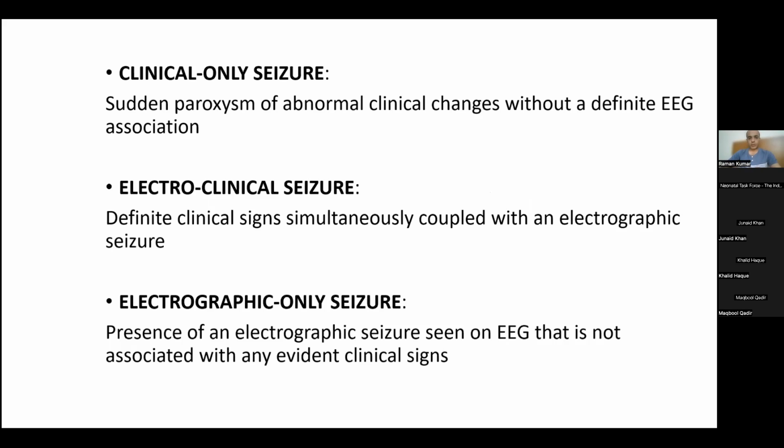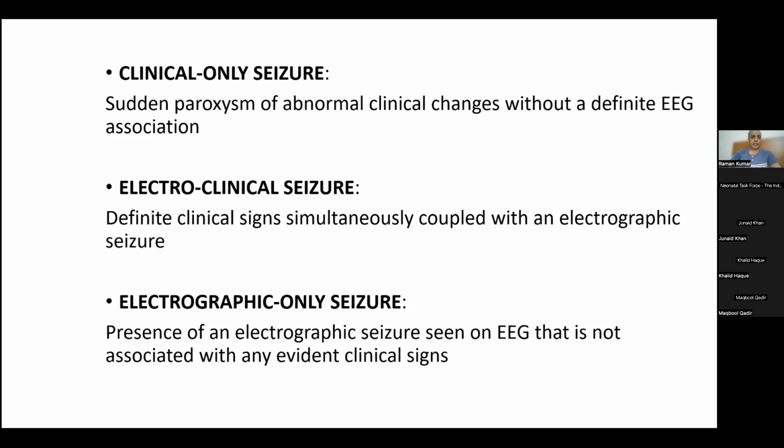There are clinical-only seizures, when there are no associated EEG findings. So there are just clinical abnormal movements or an abnormal paroxysmal change in the clinical condition, not just movements. For instance, apnea. If you don't have any other cause, and there is apnea, this is one abnormal paroxysmal clinical change, so we may consider this a seizure.